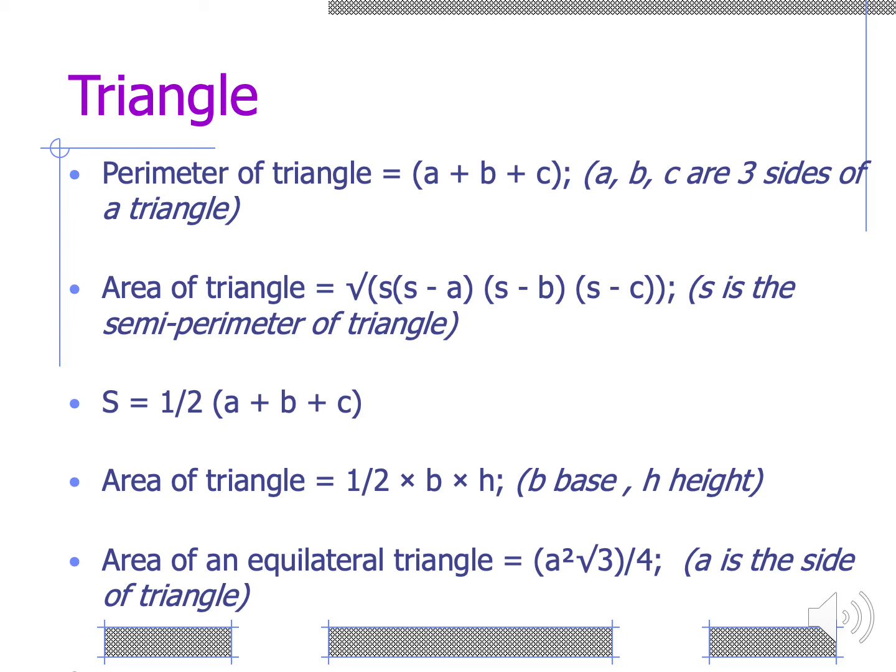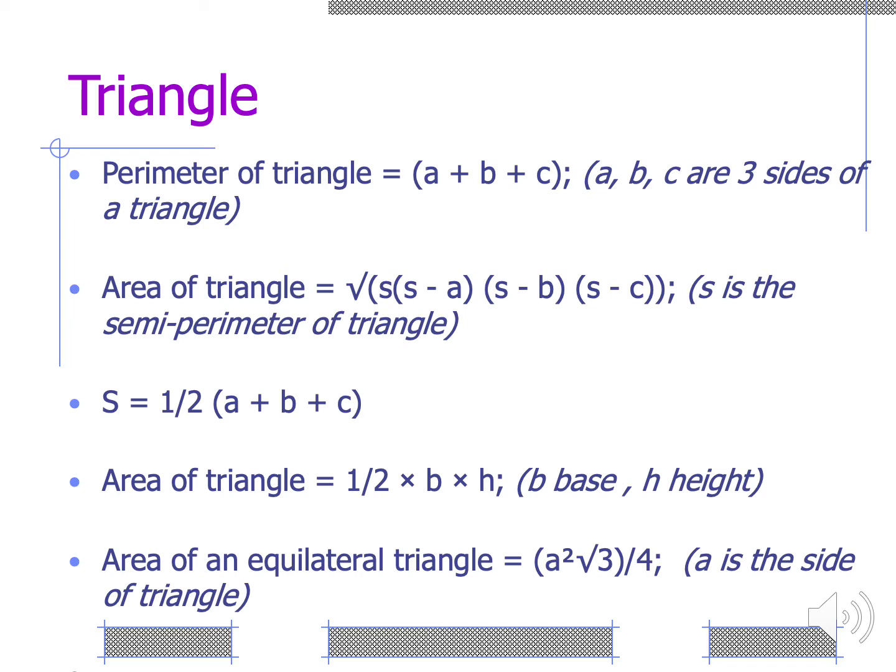And if you are given the measures of the three sides of the triangle and you are asked to find its area, then you're going to use Heron's formula, that is the square root of s, which is 1/2 of the perimeter, times s minus a times s minus b times s minus c. So again, s is 1/2 of the perimeter, so that's 1/2 of a plus b plus c.